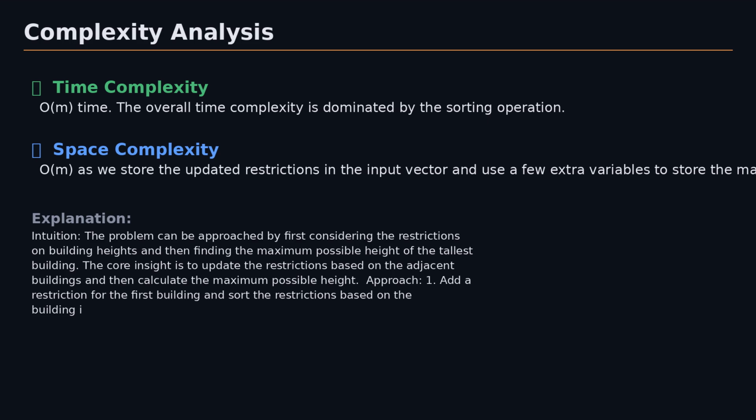The time complexity of this solution is O(m log m), where m is the number of restrictions. This is because we first sort the restrictions, which takes O(m log m) time, and then we iterate through the restrictions twice, which takes O(m) time. The space complexity is O(m), as we store the updated restrictions in the input vector, and use a few extra variables to store the maximum possible height.